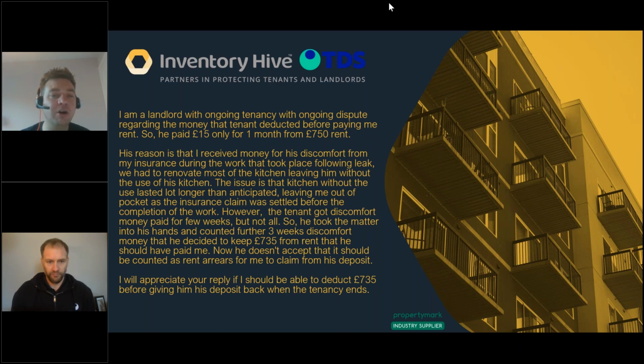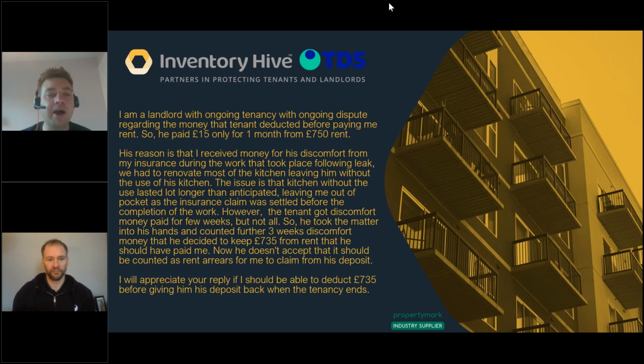However, the tenant got discomfort money paid for a few weeks, but not all. So he took the matter into his own hands and counted a further 3 weeks of discomfort money that he decided to keep. So he decided to keep £730 from the rent that he should have paid to me.